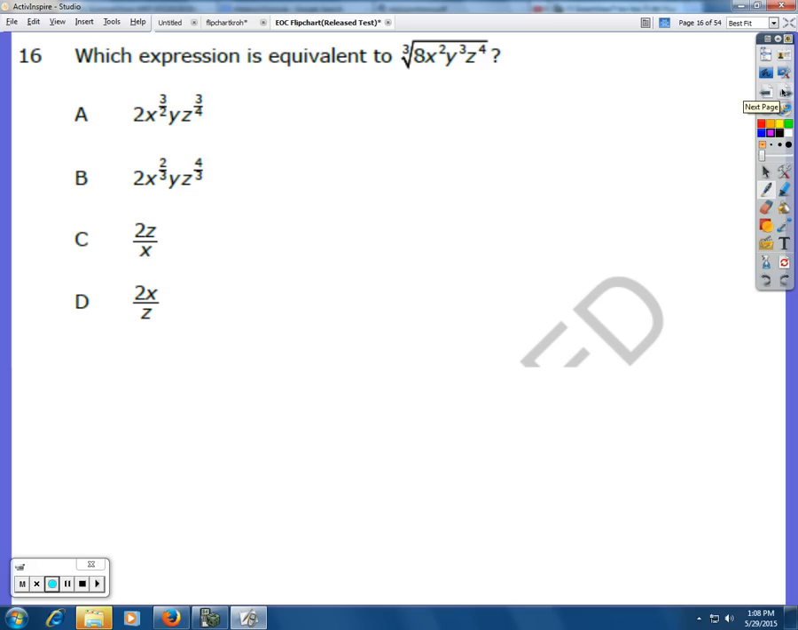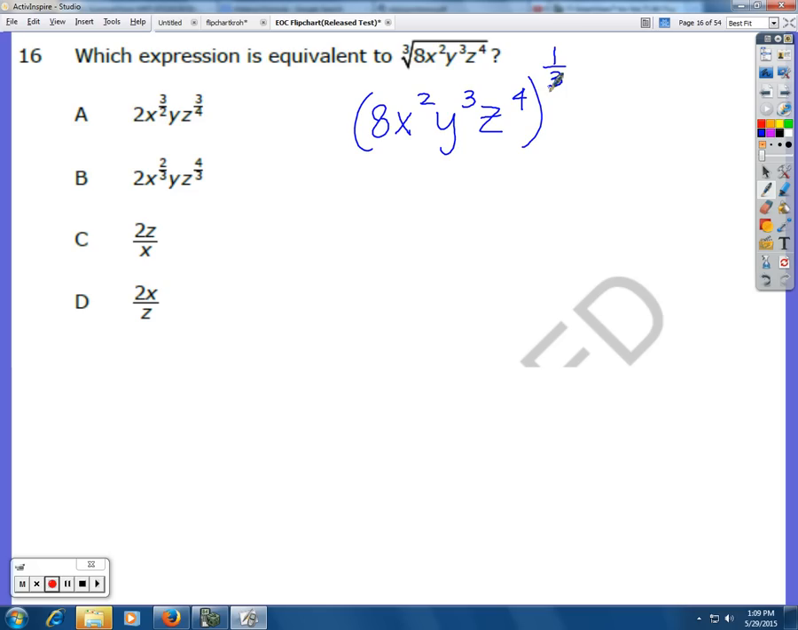Which expression is equivalent to the cube root of 8x squared times y to the third times z to the fourth? Okay, we know that when you take the cube root of something, it's the same thing as raising it to the 1/3. So what we're going to do is take everything that's underneath this radical sign, put it in parentheses, and we're going to raise it to the 1/3.